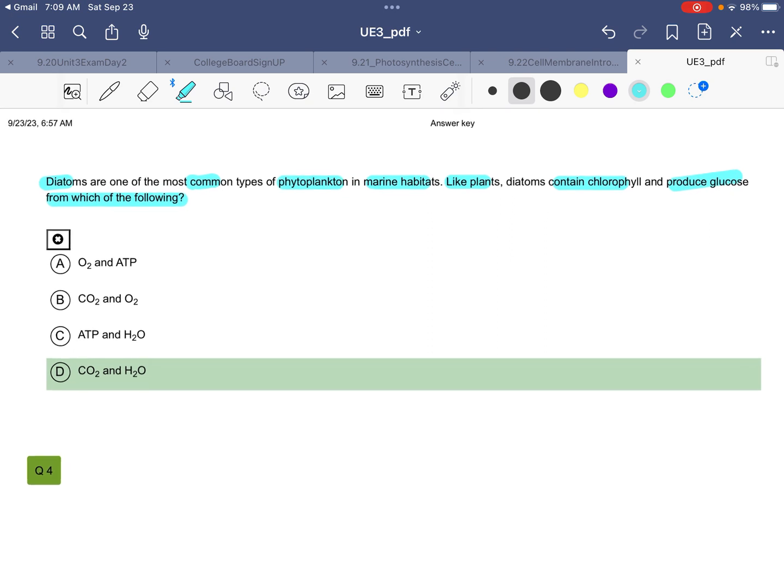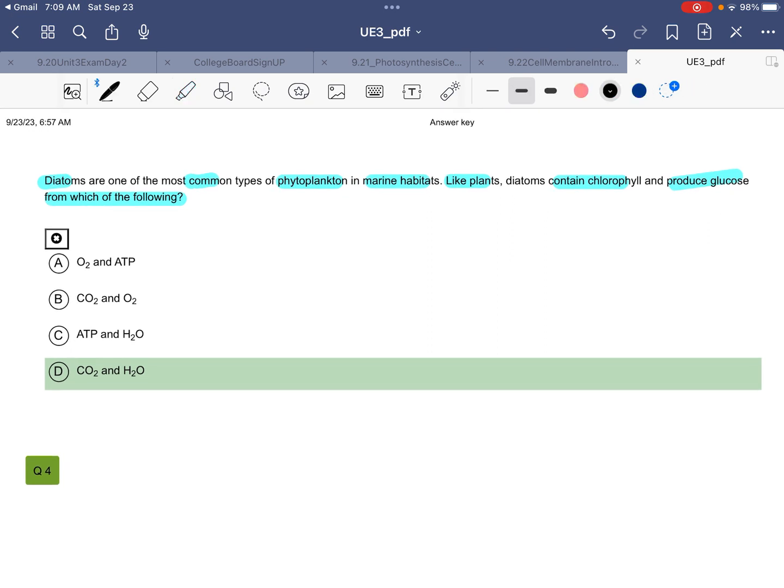So knowing that they are being compared to plants. Remember, whenever we think of plants, we can think of photosynthesis. And this even tells us that they produce glucose. So it means that one of the products is glucose, C6H12O6. So it's asking us, how does it produce glucose? For this one, our brain dump should have been photosynthesis itself.